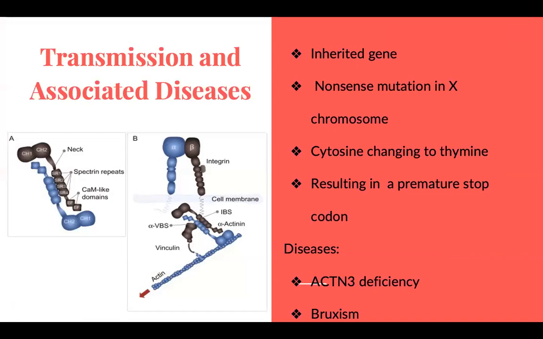So transmission and associated diseases. This is an inherited disease. It is a nonsense mutation in the X chromosome. It happens when the cytosine changes to a thymine, and this results in a premature stop codon. So diseases like ACTN3 deficiency happen because of this premature stop when it's not being synthesized anymore.